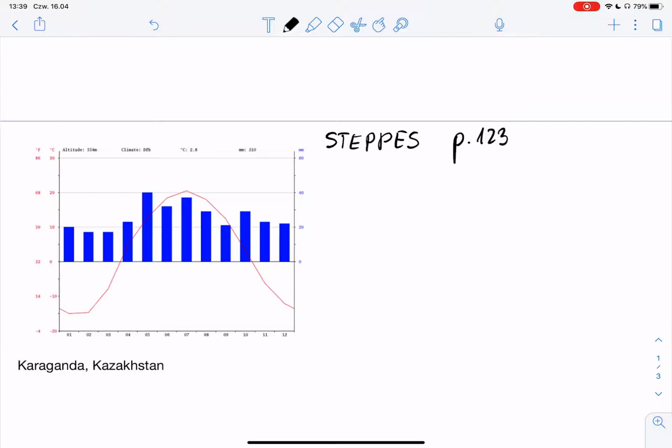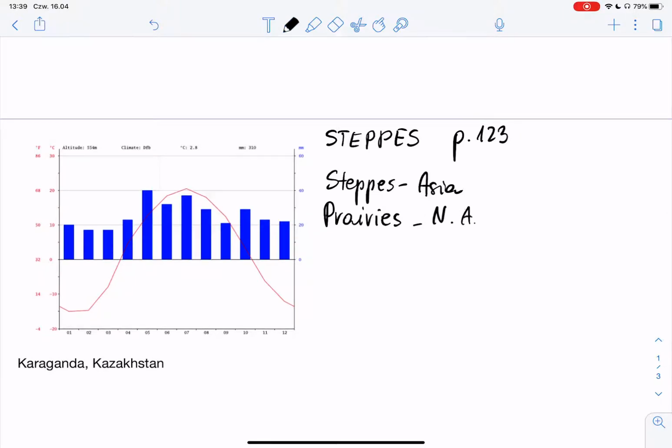Steppes change their names depending on where they are located. The name steppes is used in relation to areas located in Asia. If it comes to North America, then we will use the word prairie. The same thing in South America will be called pampas.